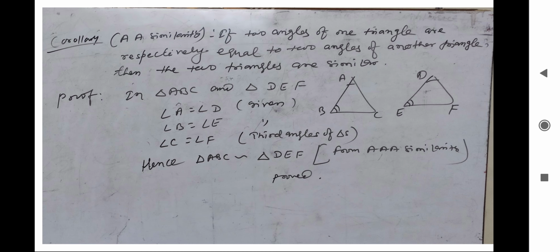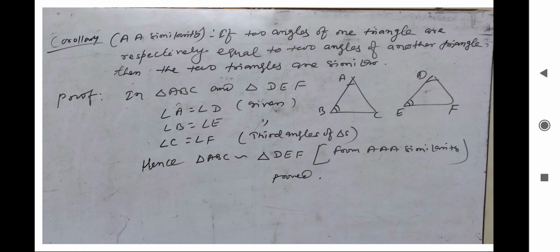Now this is a corollary that is related to AAA similarity. There is AA similarity. This is very important. If two angles of one triangle are respectively equal to two angles of another triangle, then the two triangles are similar.